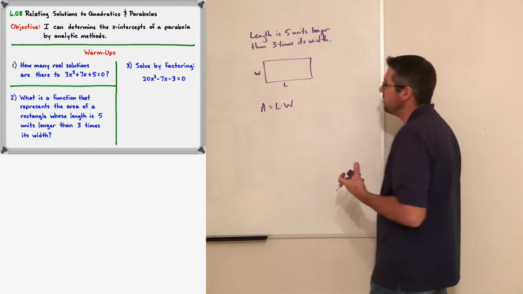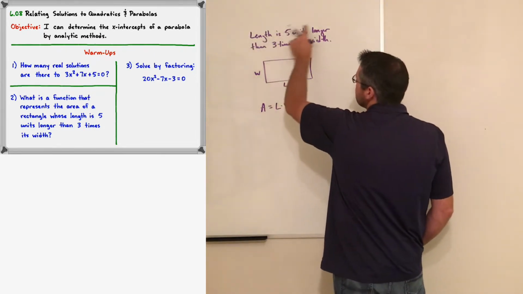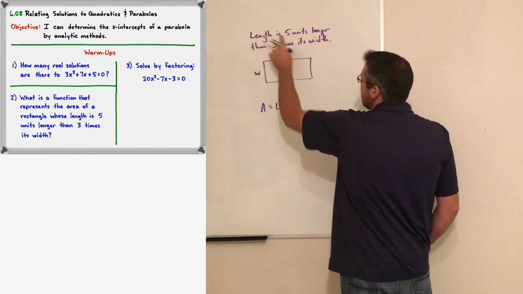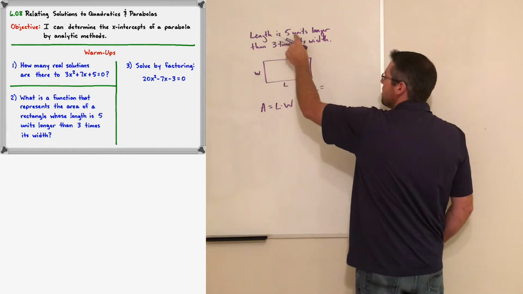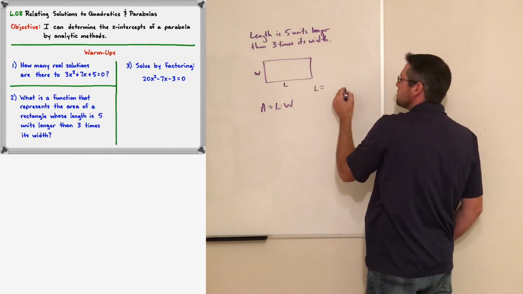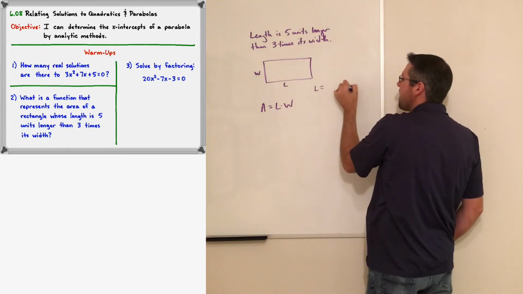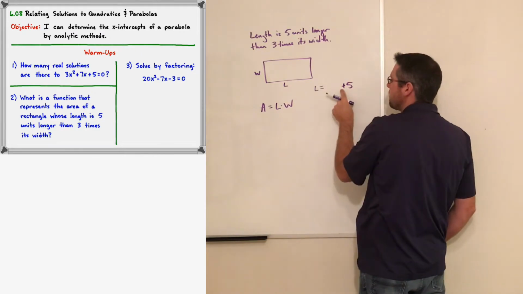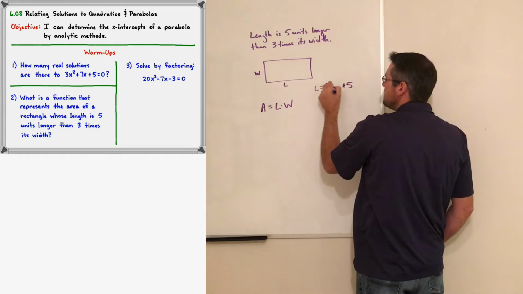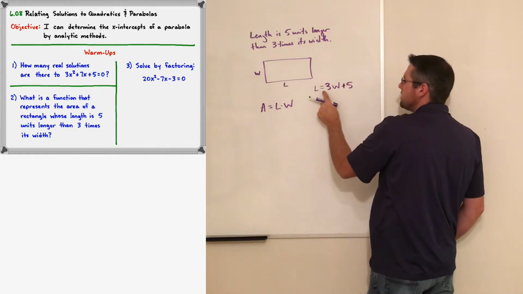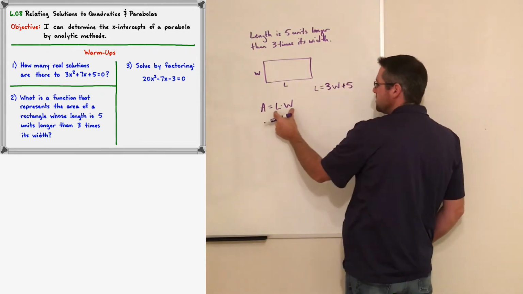A function has to have one variable in it. So I'm going to write an equation based on this guy. The length is, so we'd say L equals 5 units longer. So that means we are adding 5 to something, 5 units more than 3 times its width. So we're multiplying the 3 times the W. So the length is 3W plus 5, and then we can just plug that in here.